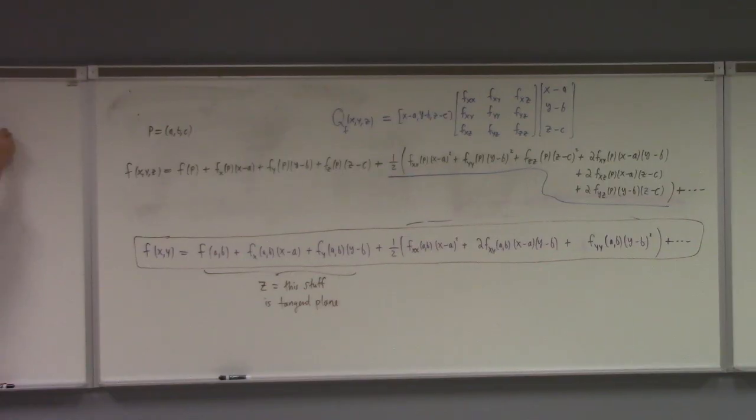All right. So my question to you is, I'm just going to ask about some select ones: what's f of 1, 2, 3? What's f sub x of 1, 2, 3? What's f sub y of 1, 2, 3? What's f sub z of 1, 2, 3? What's f sub yy of 1, 2, 3? And finally, what's f sub yz of 1, 2, 3?